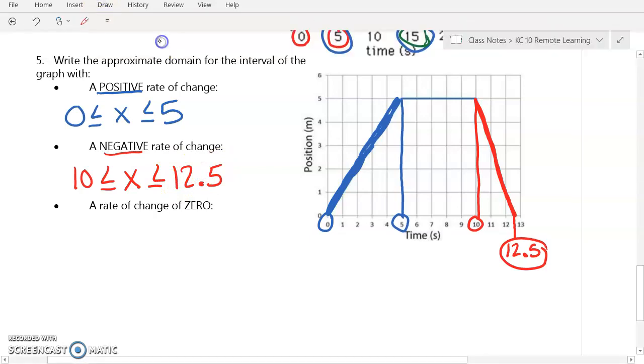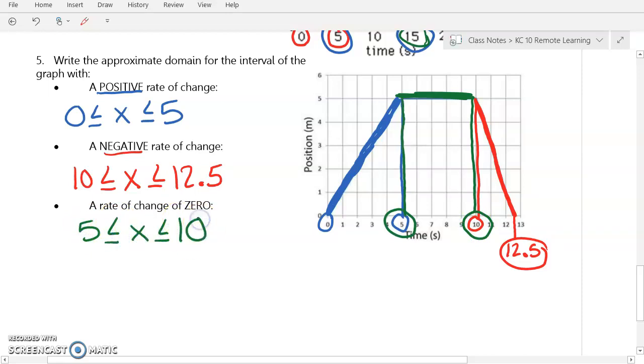And last but not least, a rate of change of 0, so where it's staying the same. I'm highlighting that in green. So where did we start staying the same? At 5. Where did we stop staying the same? At 10. So it's going to be from 5 less than or equal to x less than or equal to 10. And that concludes our notes for today for Target 10A.